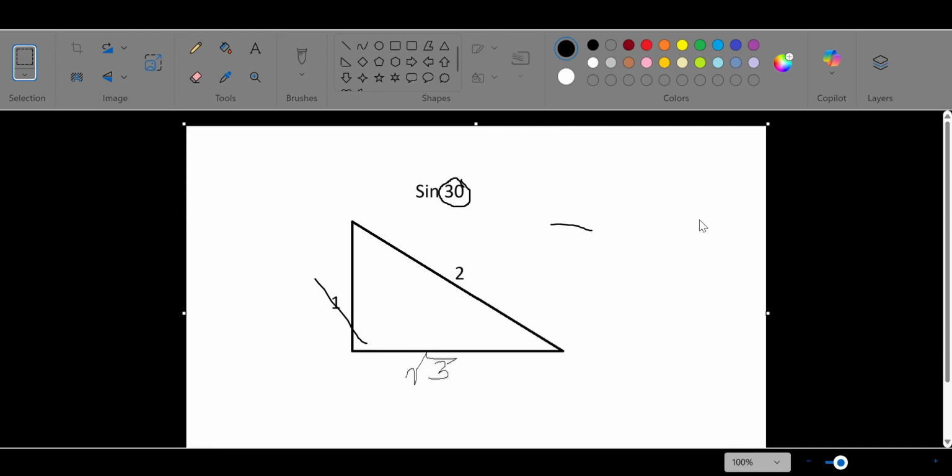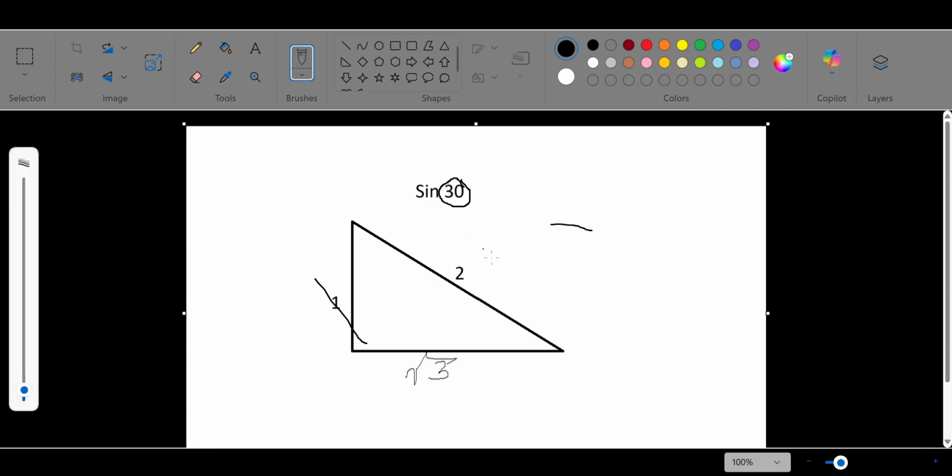Okay, so first for 30 we have sine 30, cos 30, and tan 30. Now that we have an insight on this triangle.